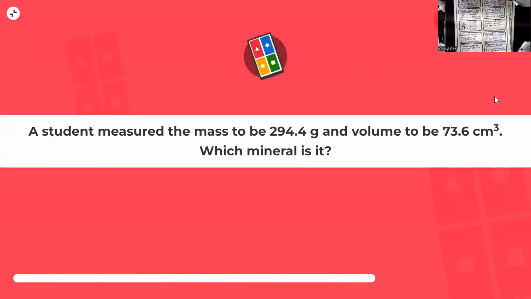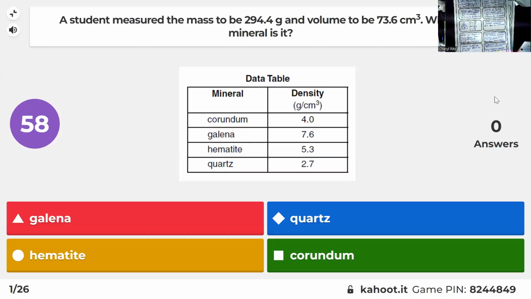A student measured the mass to be 294.4 grams and the volume to be 73.6 cubic centimeters. Which mineral is it? So this takes you a little bit. You have a minute. If you need to write things down, write them down on a piece of paper. I would have to write them down.